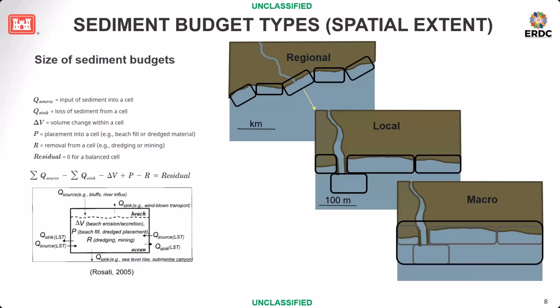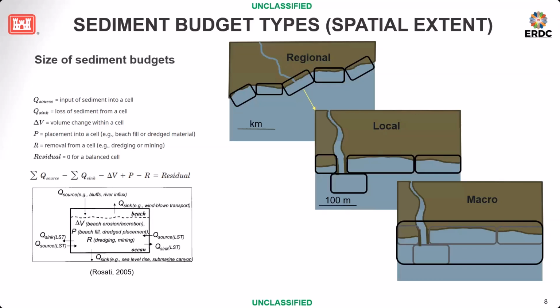So we can do some surveying within the inlet to get our shoaling rates. We can use some of the camera imagery to get our volume change in this area. And we can do that all the way up to a regional scale. So that's what I was talking about, where we have budgets the size of entire districts, entire divisions, entire states.